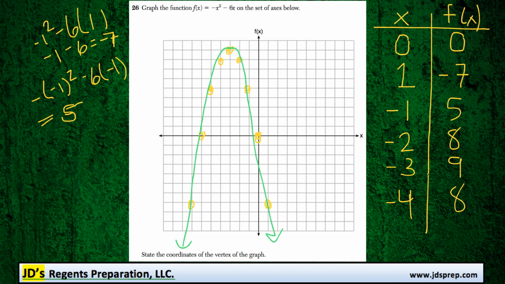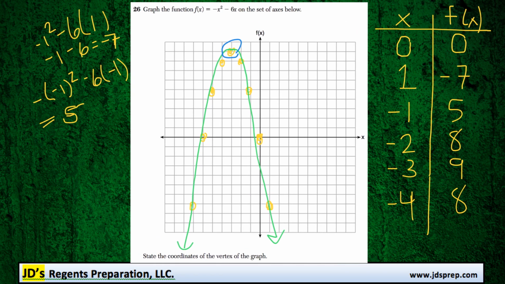All right, so we've graphed it, and the last part of the question is to state the coordinates of the vertex. That, of course, is our max or min. In this case, it is our maximum point here, which is negative 3. Oh, wrong thing. Negative 3, 9. So our vertex of the graph is negative 3, 9.